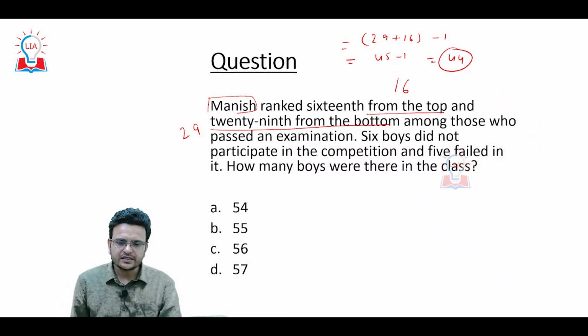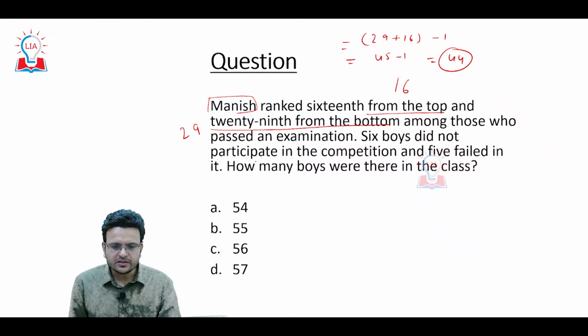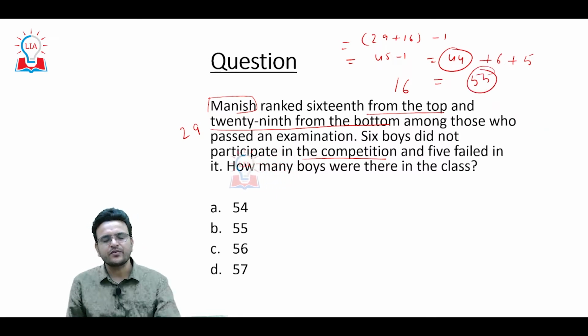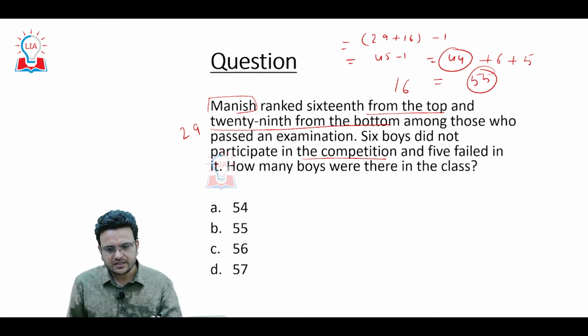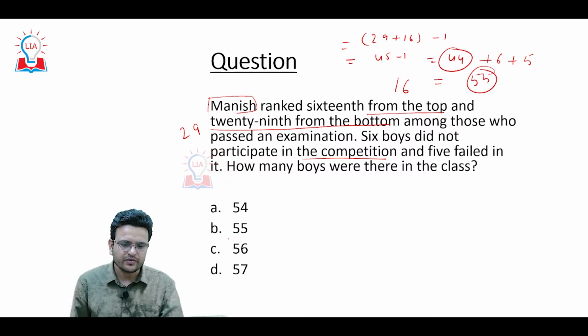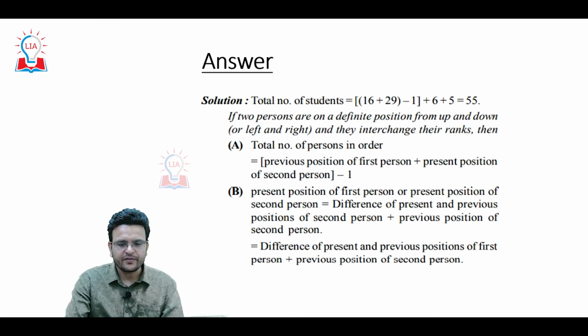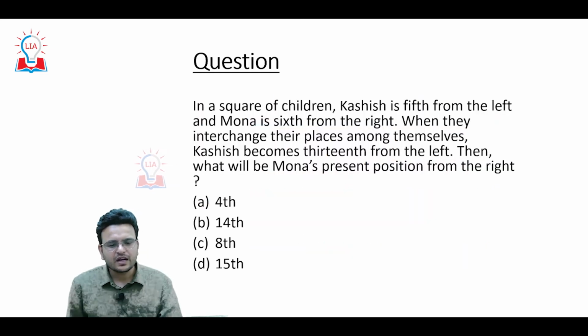Okay. 6 boys did not participate in the competition and 5 failed. 6 did not participate and 5 failed. Then total students will be 55. So this is a very easy question. If you are able to understand these questions, then you can easily solve them. So the answer will be 55. Now come to one more question.